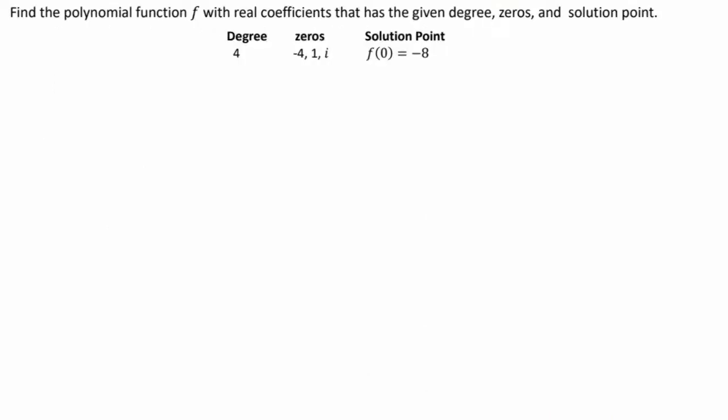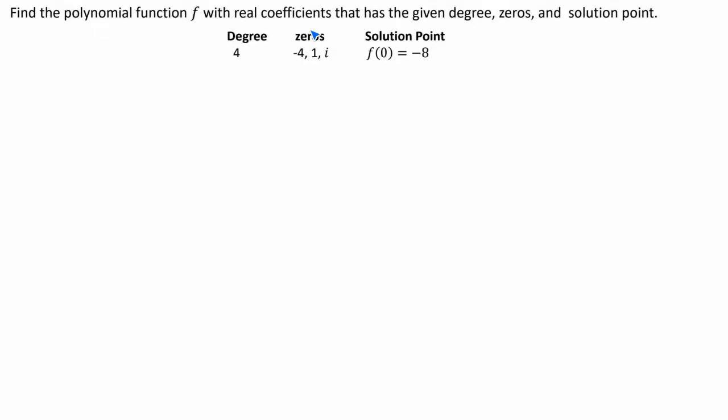Okay. So one of the other things that we did, this is towards the end of section 2.5, I think. It says find the polynomial of a real function, and they give you the degree, and they give you the zeros, and they give you a solution point. And our goal is to find the actual function.